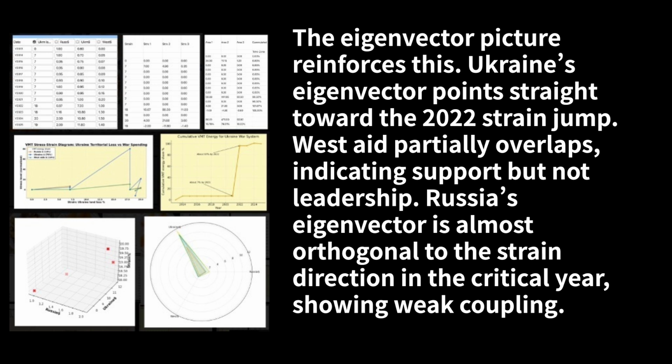The eigenvector picture reinforces this. Ukraine's eigenvector points straight toward the 2022 strain jump. West aid partially overlaps, indicating support but not leadership. Russia's eigenvector is almost orthogonal to the strain direction in the critical year, showing weak coupling.